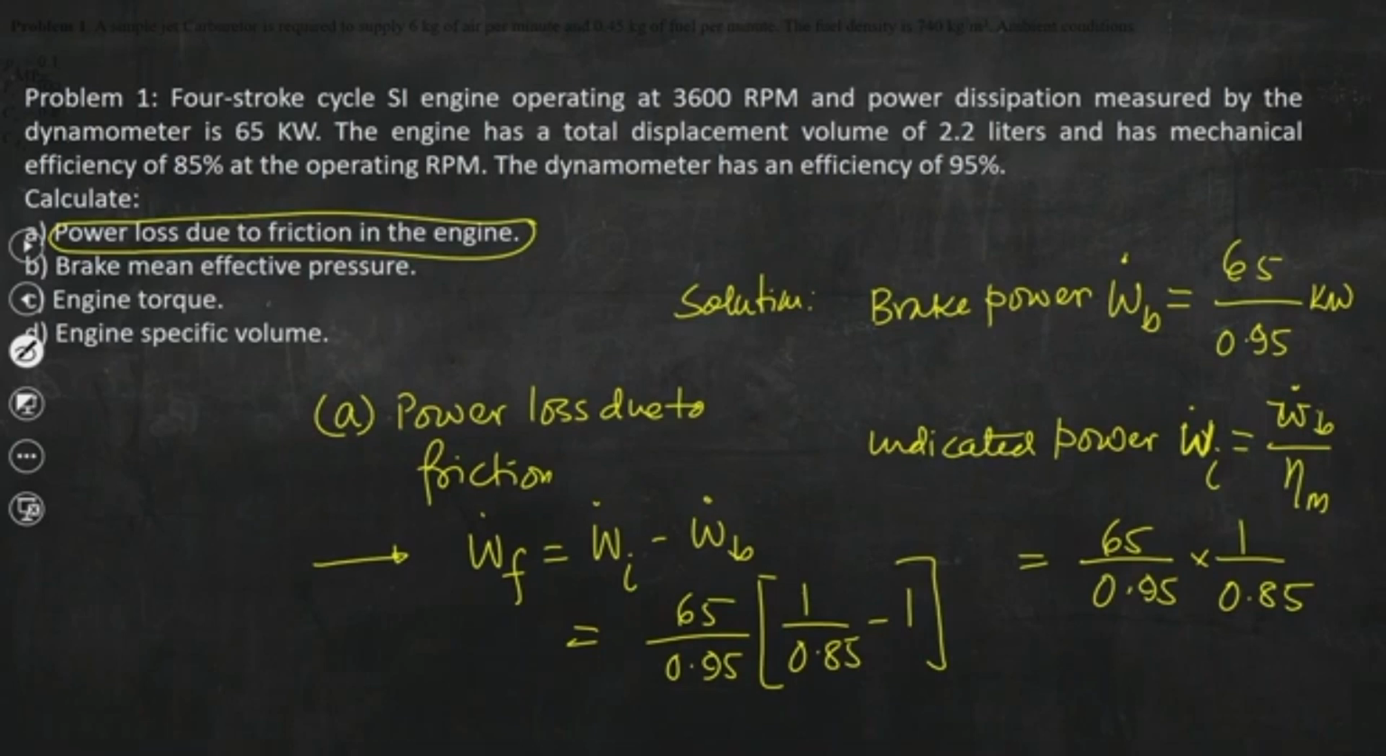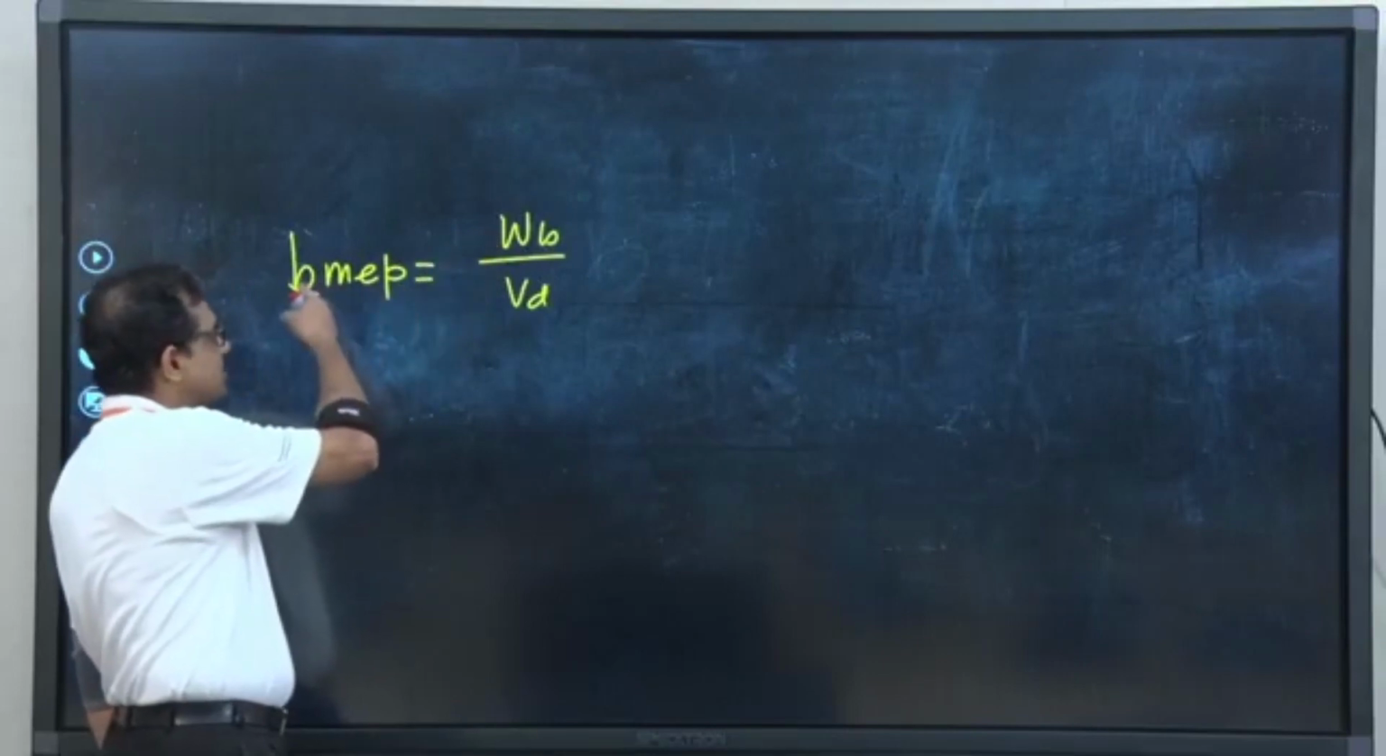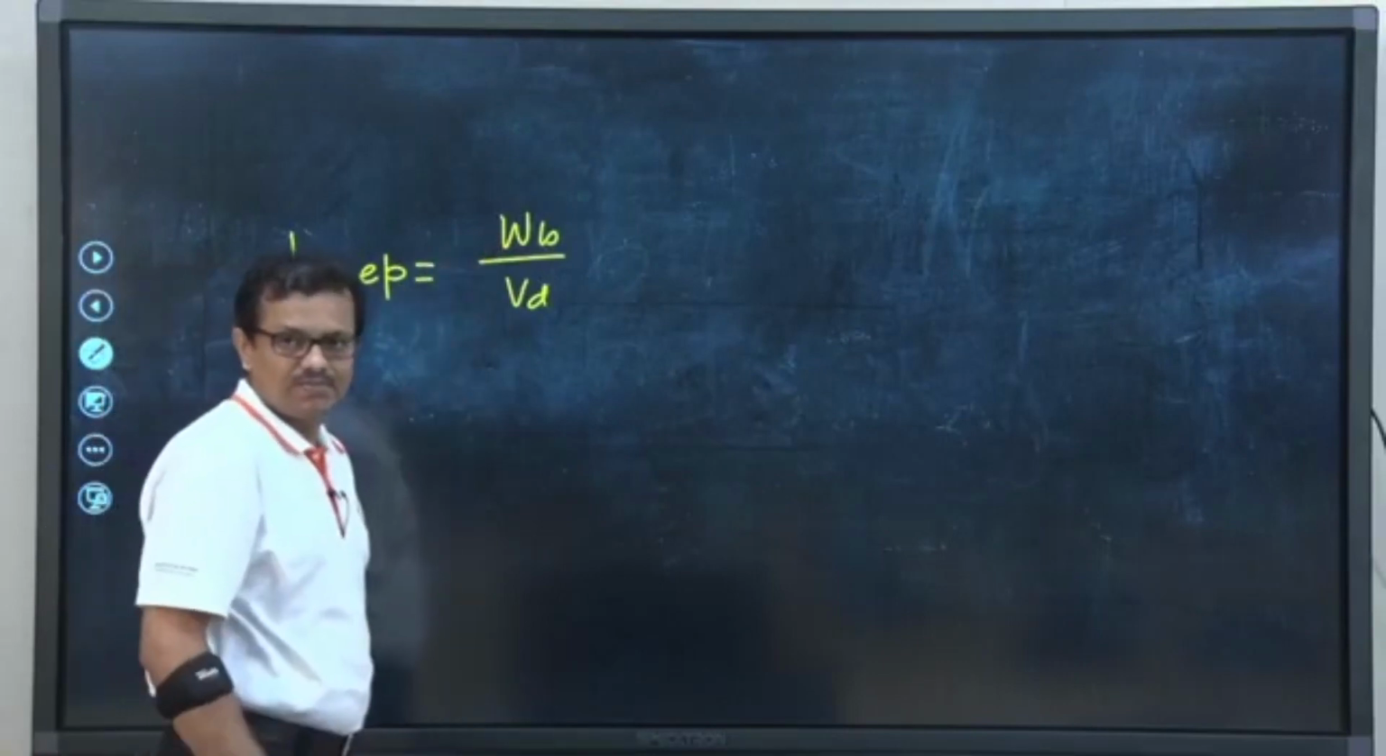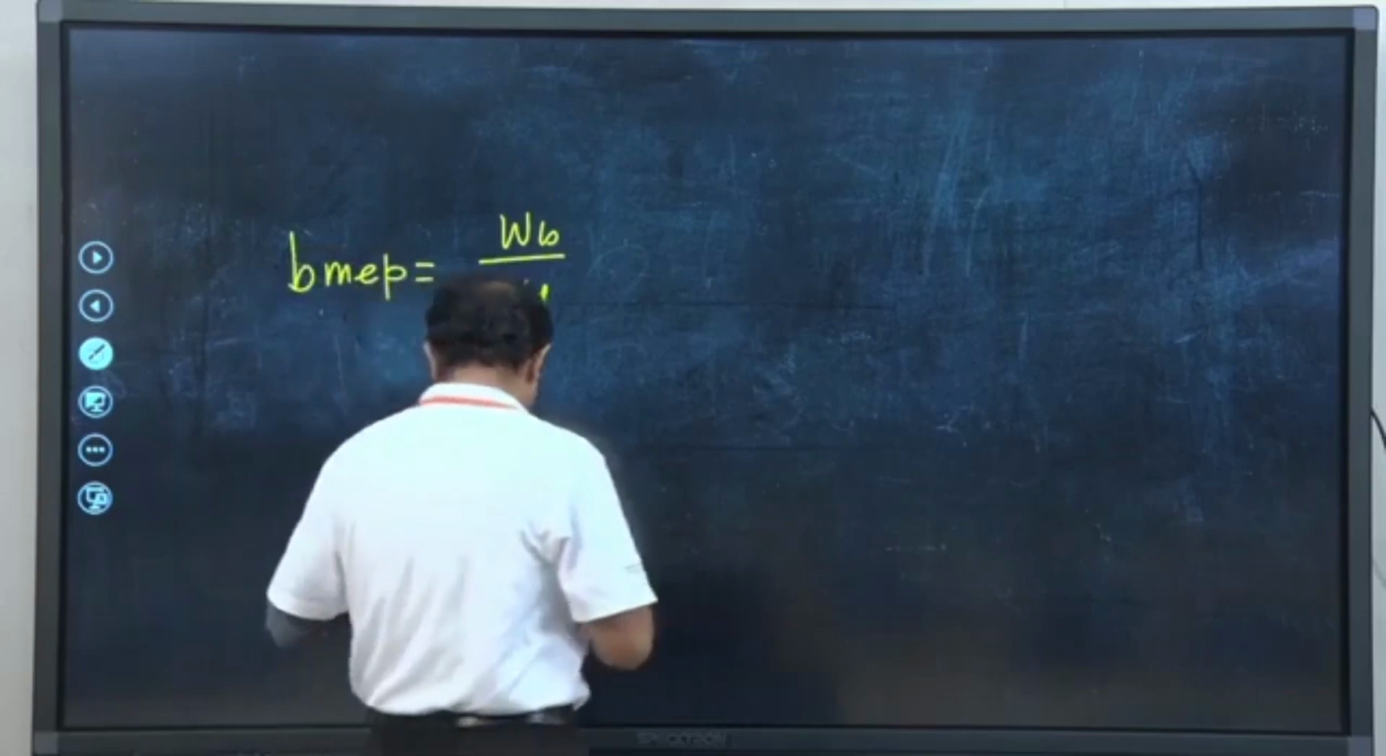Okay. So, power loss due to friction. If we go to the next slide, brake mean effective pressure, that is what, just by using W_B divided by V_D. So, mean effective pressure into V_D equal to work done. If we use prefix B, that would be brake work, that is what we have discussed in today's class.